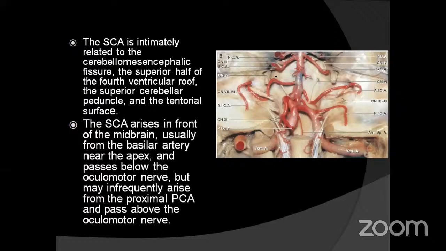The SCA arises in front of the midbrain, usually from the basilar artery, here, near the apex, and passes below the oculomotor nerve, as we can see here, but may infrequently arise from the proximal PCA and pass above the oculomotor nerve. And that usually occurs when it is associated with fetal circulation.